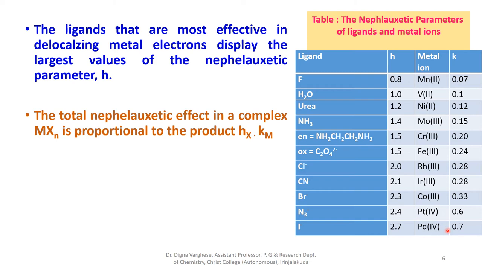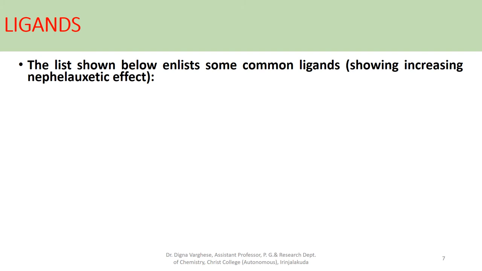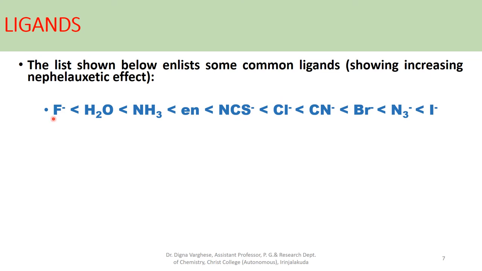From the data derived from electronic spectra of complexes, separate Nephelauxetic series may be set up for the metal ions and for the ligands, indicating the order of decreasing electron-electron repulsion or increasing Nephelauxetic effect. Ligands: the list shown below enlists some common ligands showing increasing Nephelauxetic effect. The series starts from fluoride to iodide, with water, ammonia, ethylenediamine, chloride, cyanide, bromide, azide, etc. in between.